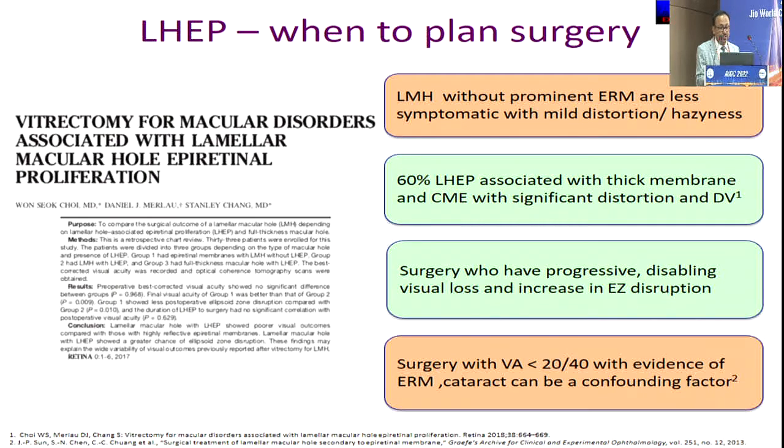So when to plan surgery in LHEP, where you have already disturbed vision, there are certain indications. We have a prominent ERM, less symptomatic, but the patient is having mild distortion. 60% of these patients are associated with thick membrane and CME with significant distortion. These are indicative. Patients who have progressive disabling visual loss and increased ellipsoid zone disruption also fall into this category. And in patients who have less than 20/40 vision with evidence of ERM, the only thing to keep in mind is that these studies have also told that cataract can be a confounding factor in these patients where there was visual gain after the surgery.